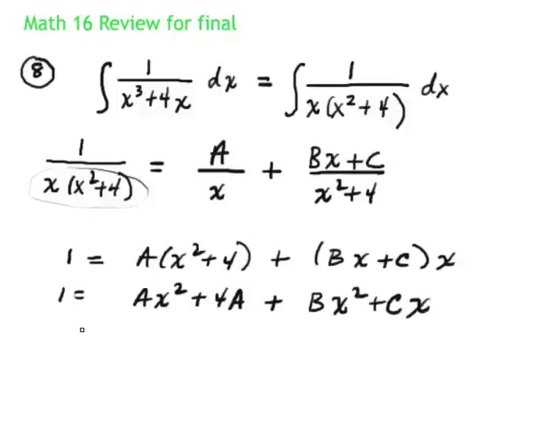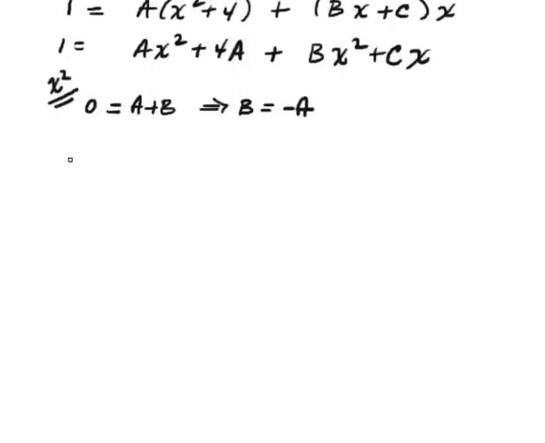Okay, now we're going to match coefficients. That's the method that we're going to use here. So first we'll match x squared coefficients. We have 0 on the left. On the right we have a plus b. So that means that b is equal to minus a. All right, let's go to the x coefficients. On the left again 0. On the right we have c. So c is equal to 0, and now the constant.